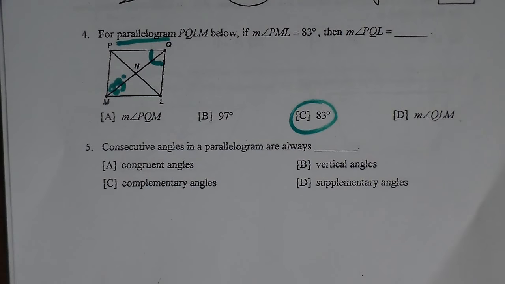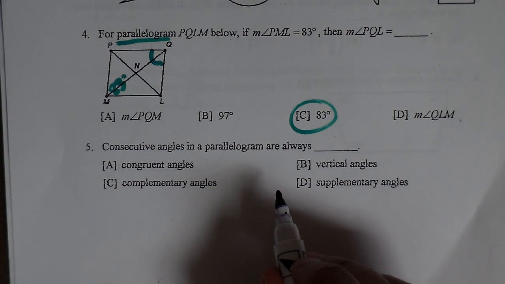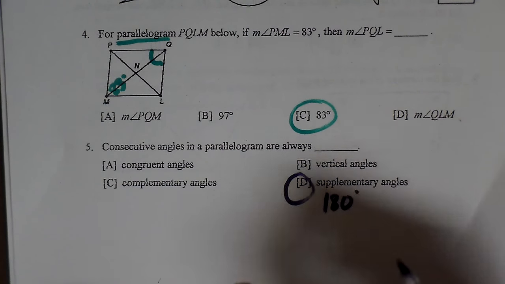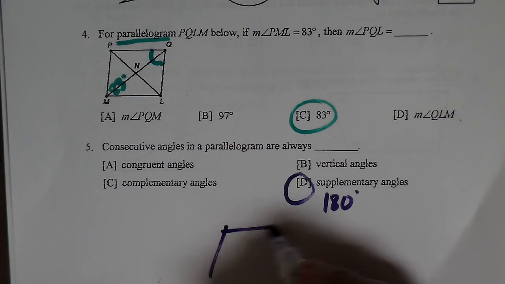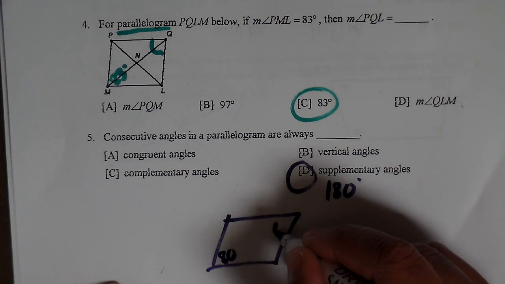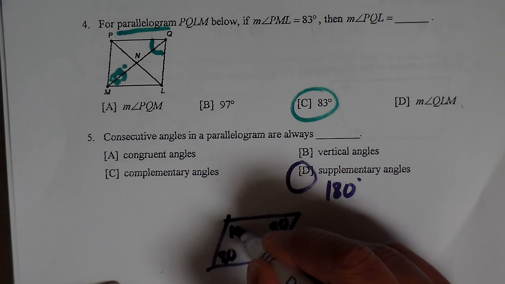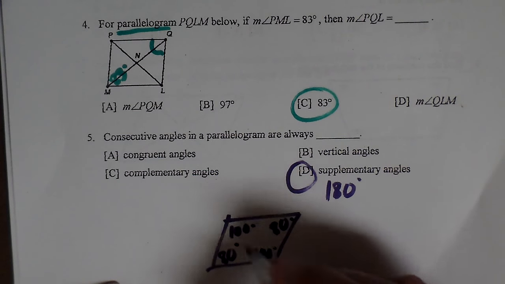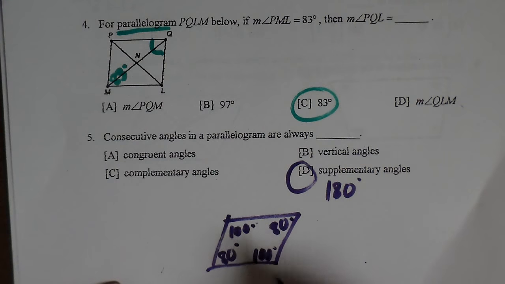So number 5, consecutive angles in a parallelogram are always what? Supplementary. What does supplementary mean? They add up to 180. So if I have a parallelogram and this is 80, then this has to be 80, and this has to be 100, and this has to be 100, because the opposite angles have to be the same, and the neighbors all have to add to 180.